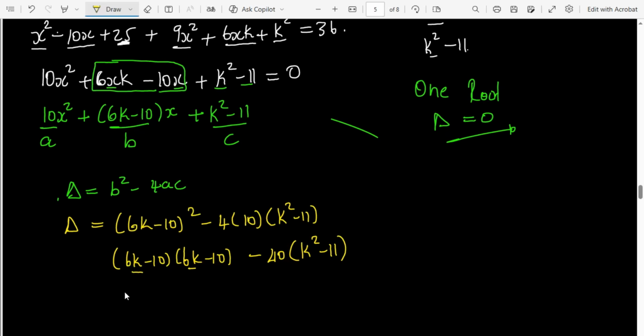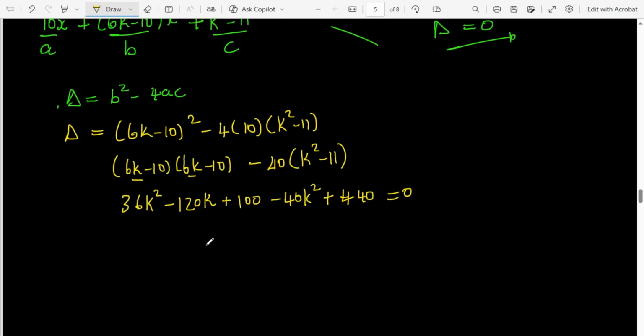6 times 6, that's 36k squared. 6 times minus 10, that's minus 60, minus 60, which gives us minus 120k, and then plus 10 times 10, negative 10 times negative 10, that's positive 100. Multiply out the bracket with 40, that's negative 40k squared, plus 40 times 11, that's positive 440. This is equal to 0.